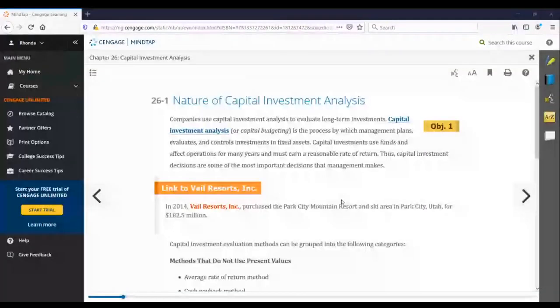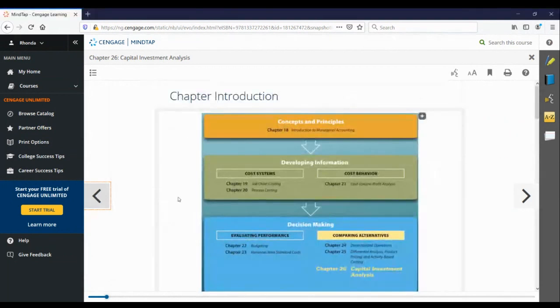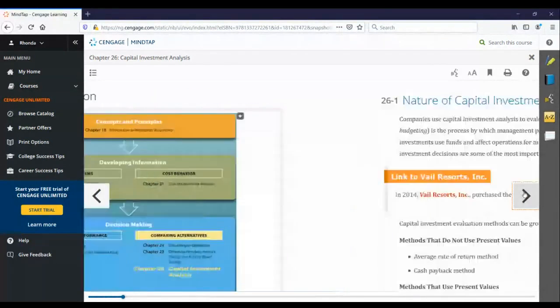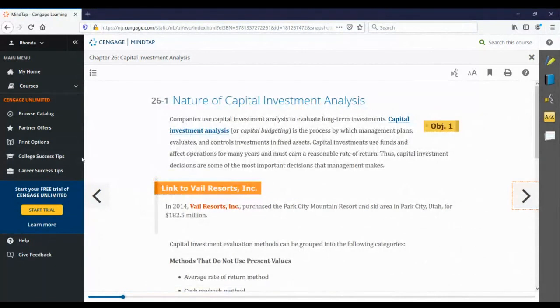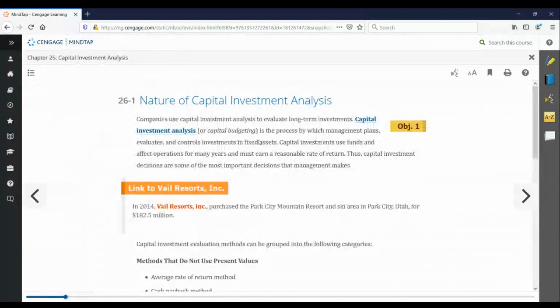Okay, you should be able to see chapter 26 now. Can you see chapter 26 on your screen? I don't hear any comments, so I suppose that we can see it. Can see it. All right.